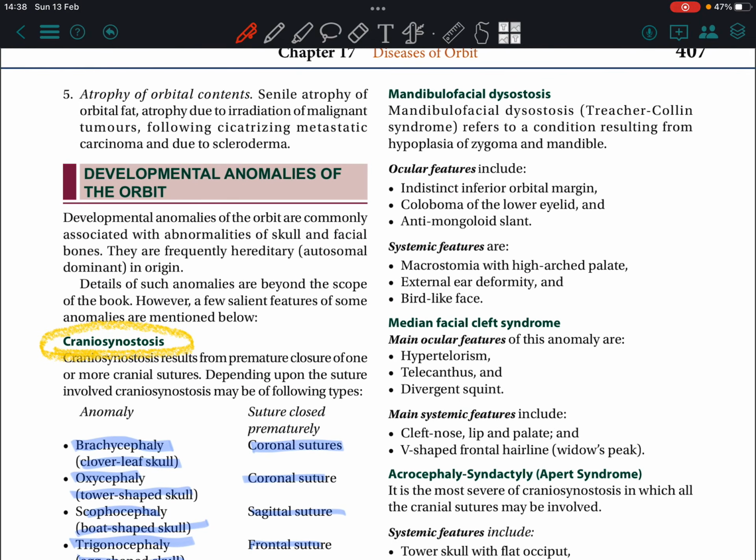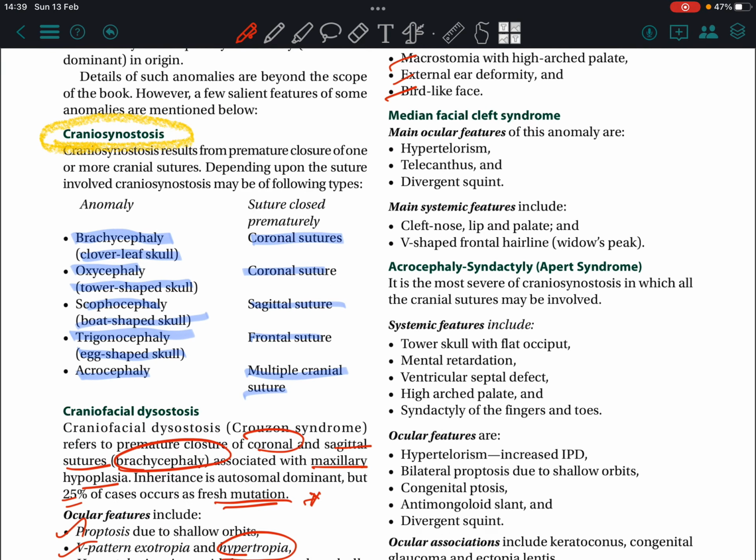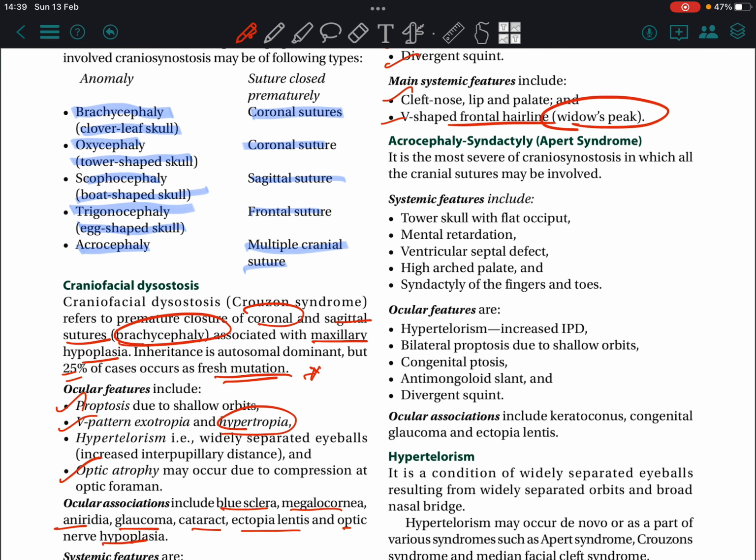Mandibulofacial dysostosis. Ocular features include indistinct inferior orbital margin, coloboma of lower eyelid, anti-mongoloid slant. Systemic features: macrostomia, bird-like face. Medial facial cleft syndrome: main ocular features are hypertelorism, telecanthus, divergent squint. Main systemic features: cleft nose, lip, palate, V-shaped front hairline, widow's peak.